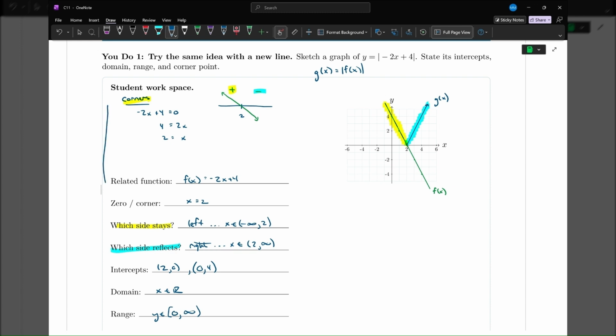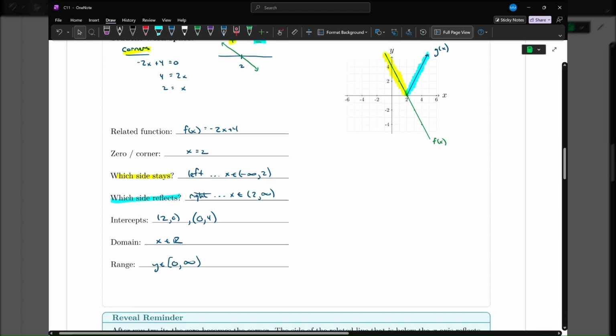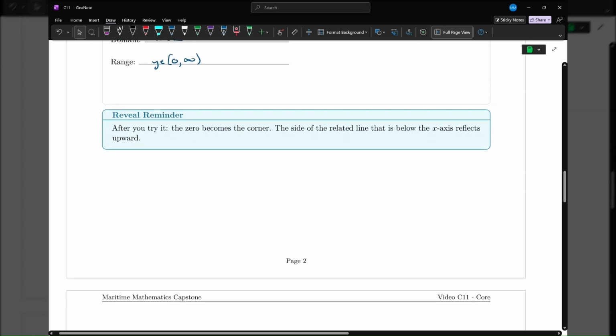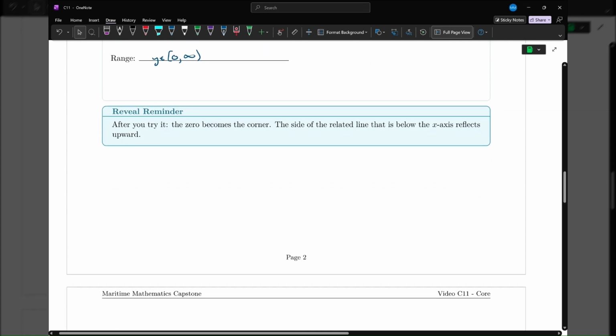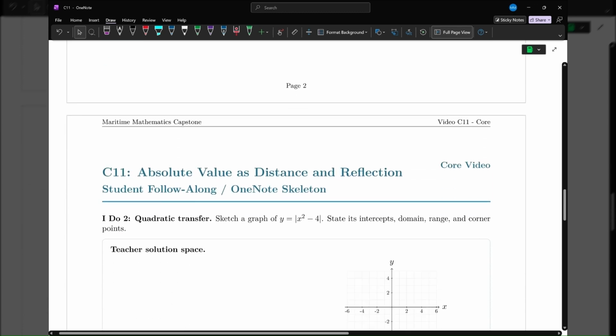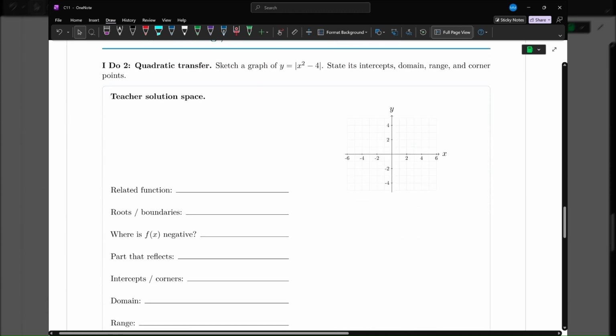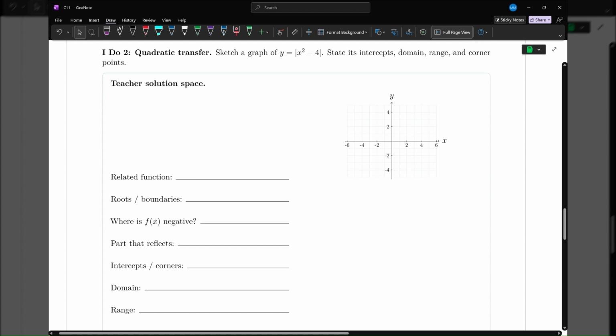Okay. Oh, get rid of that. And again, kind of a reminder that 0 becomes a corner. Keep the side you want. All right, so quick question for me to do now.